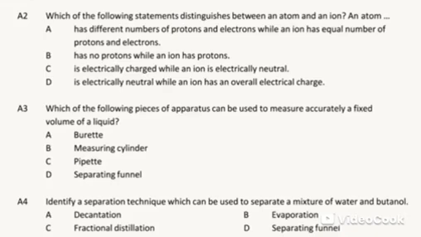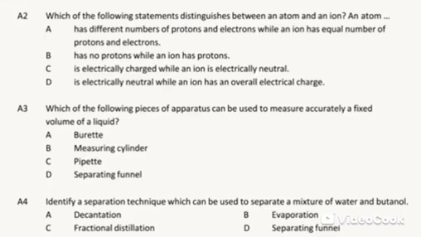So the answer here is D. This is because an atom is electrically neutral, while an ion has an overall electrical charge. You need to remember that an ion is formed when an atom either loses or gains electrons. So the answer is D.